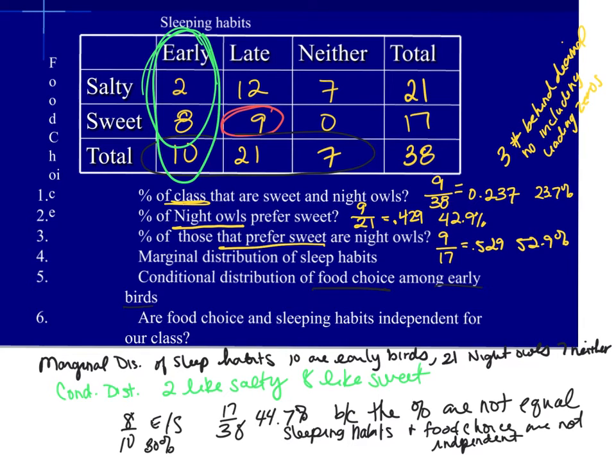They would need to be the same, and that would tell us that the sleeping habit didn't affect whether people like salty or sweet. So that is how we look at that.